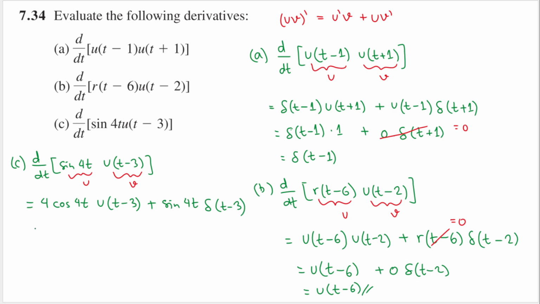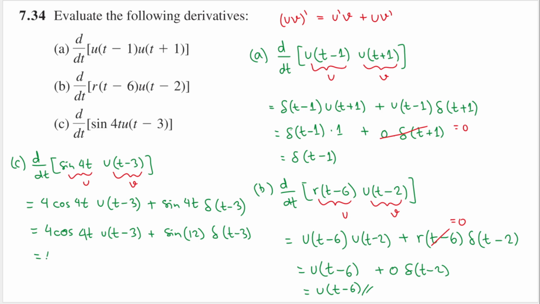Okay, what can we do from here? This is only defined at t equal to 3, but when t is equal to anything other than 3, this will be 0. So we need to take care of what happens at 3. For the left part, there is still nothing that we can do, so I just write it as is: 4 cosine 4t times u(t minus 3). And then we will have sine of 4 times 3, so I will have sine 12, and then the Dirac delta function delta(t minus 3).